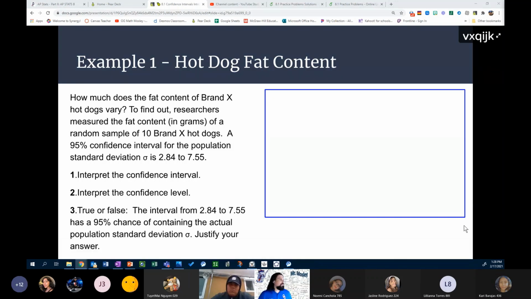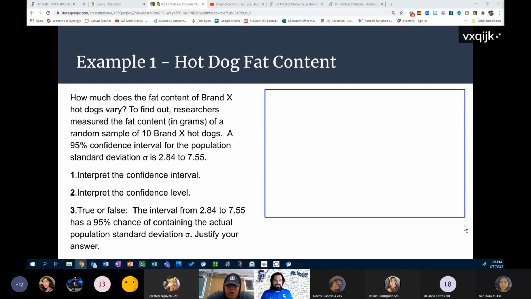Very exciting. So how much does the fat content of brand X hot dogs vary? To find out, researchers measured the fat content in grams of a random sample of 10 brand X hot dogs. A 95% confidence interval for the population's standard deviation sigma is 2.84 to 7.55 grams. Question number 1 is to interpret the confidence interval. Question number 2 is to interpret the confidence level.